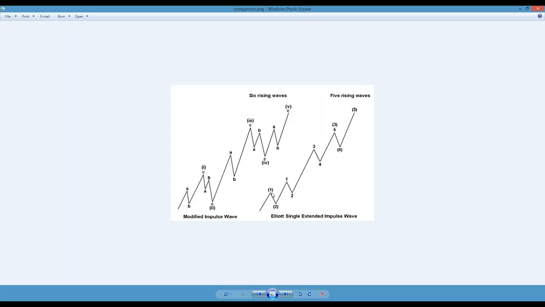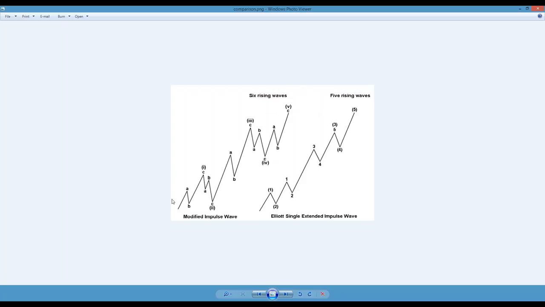In a traditional structure, there's a larger degree 1 and 2. Then you have a smaller degree 1, 2, 3, 4, 5 for your third wave, which is the big impulsive wave, then a 4, and then a 5. Now this big impulsive wave doesn't occur very often, in my opinion, especially in commodities, and I am principally a commodities trader. I trade indexes too, but I trade commodities a lot. So I have moved to this modified impulse wave, which is a 3-wave structure: 3 waves up, 3 waves down, 3 waves up, 3 waves down, 3 waves up.